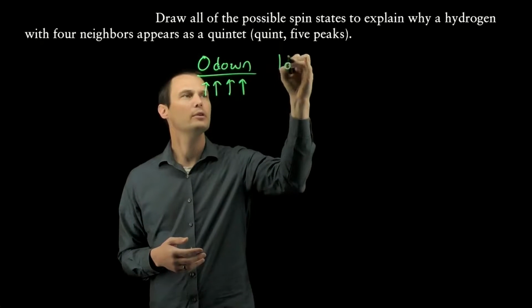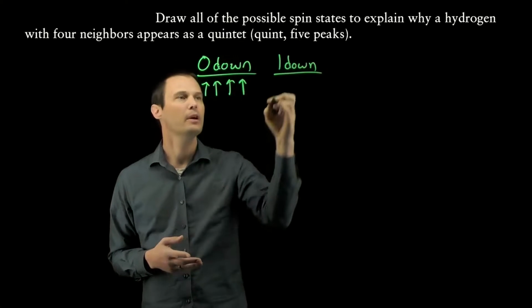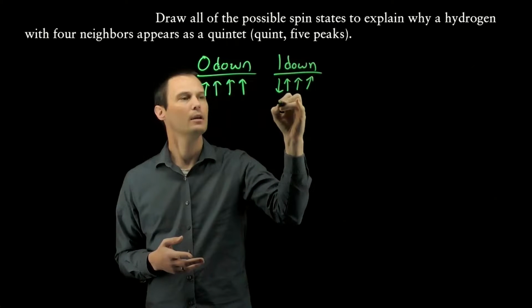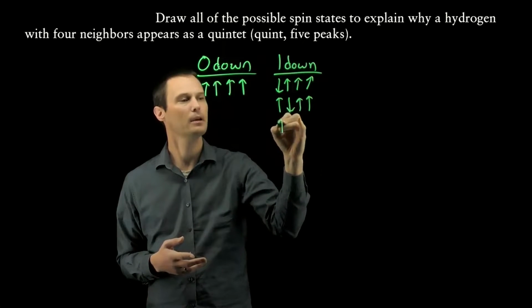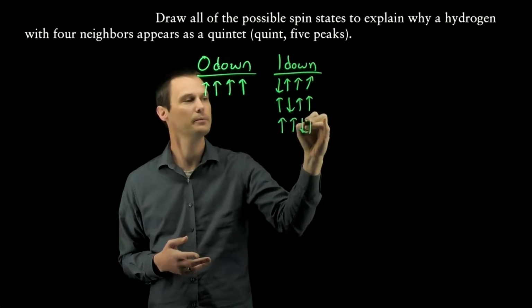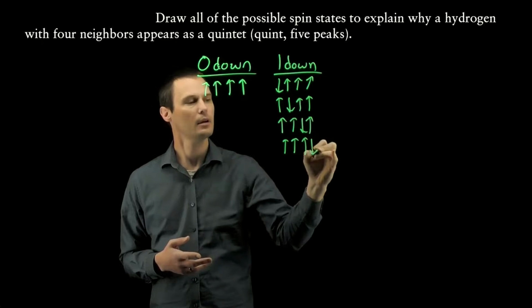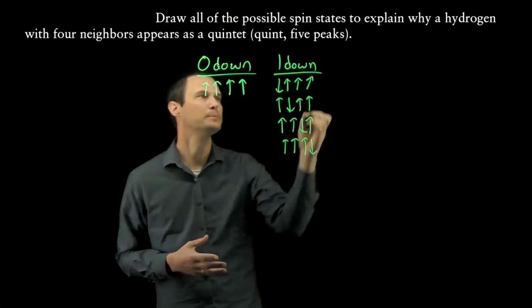We could group them into another bin where one of those 4 neighbors has a spin down. It could be the first one that has a spin down. It could be the second one that has a spin down. All the rest would be spin up. It could be the third one that is spin down, or it could be the fourth one that is spin down. So there are 4 ways that we could get one neighbor being spin down.